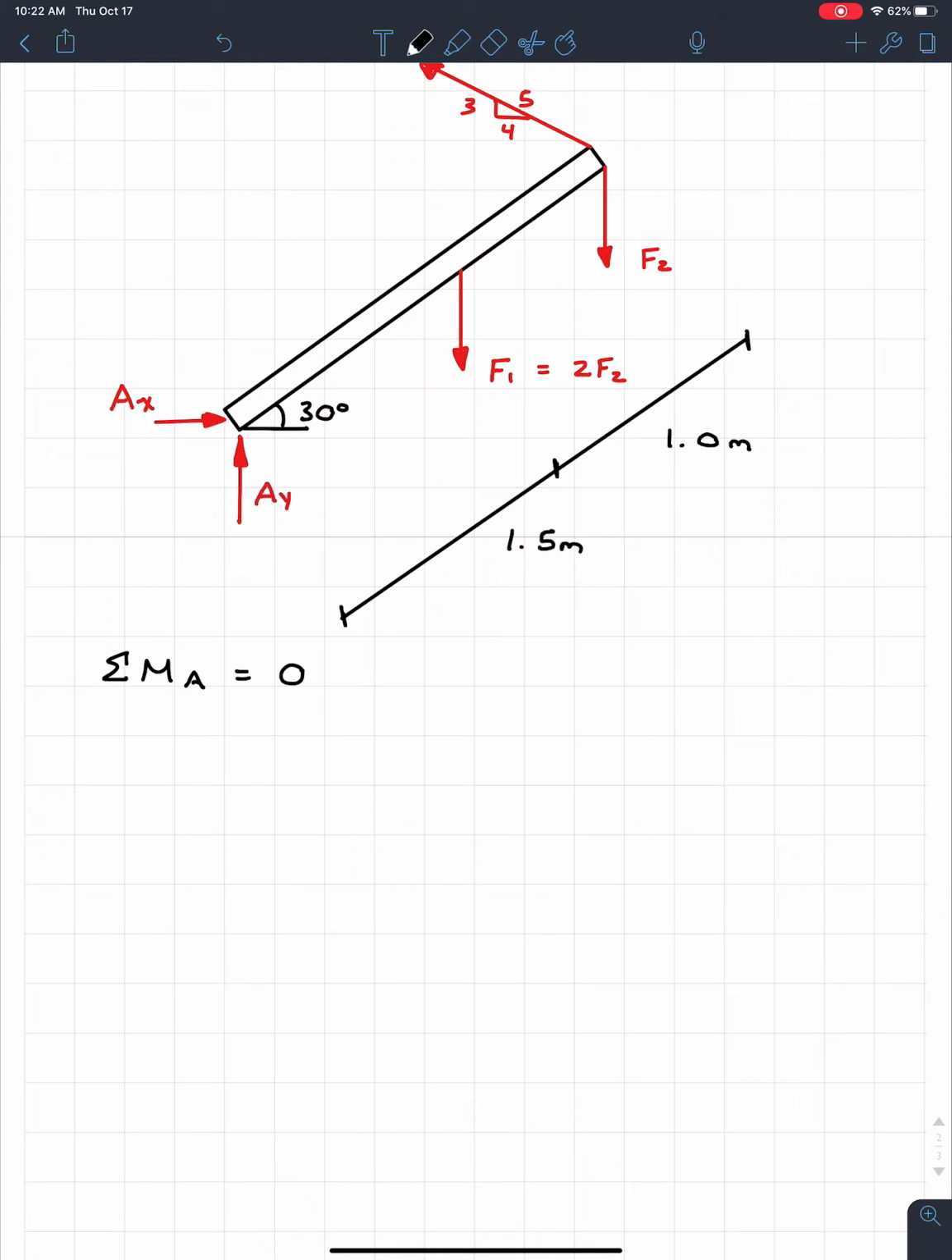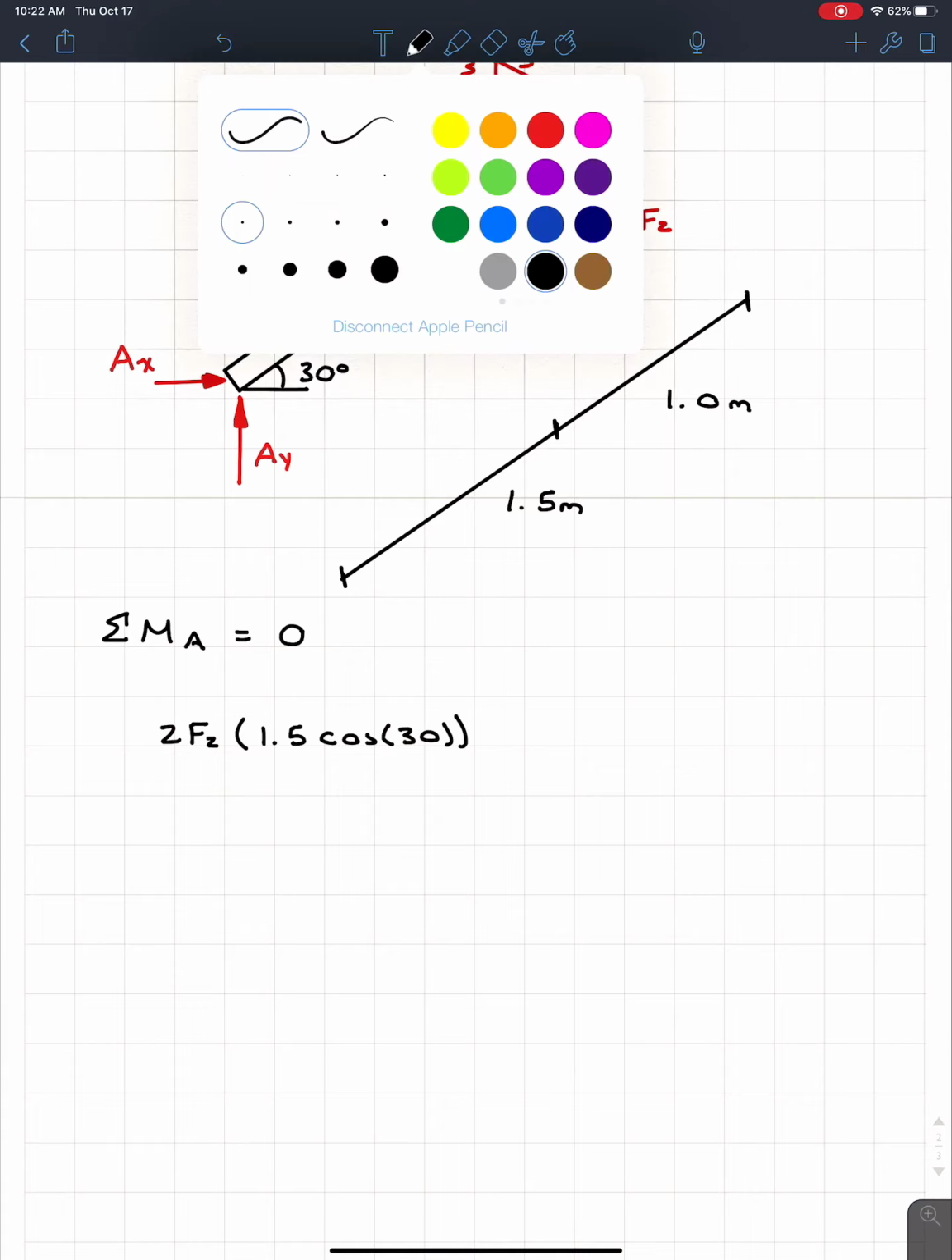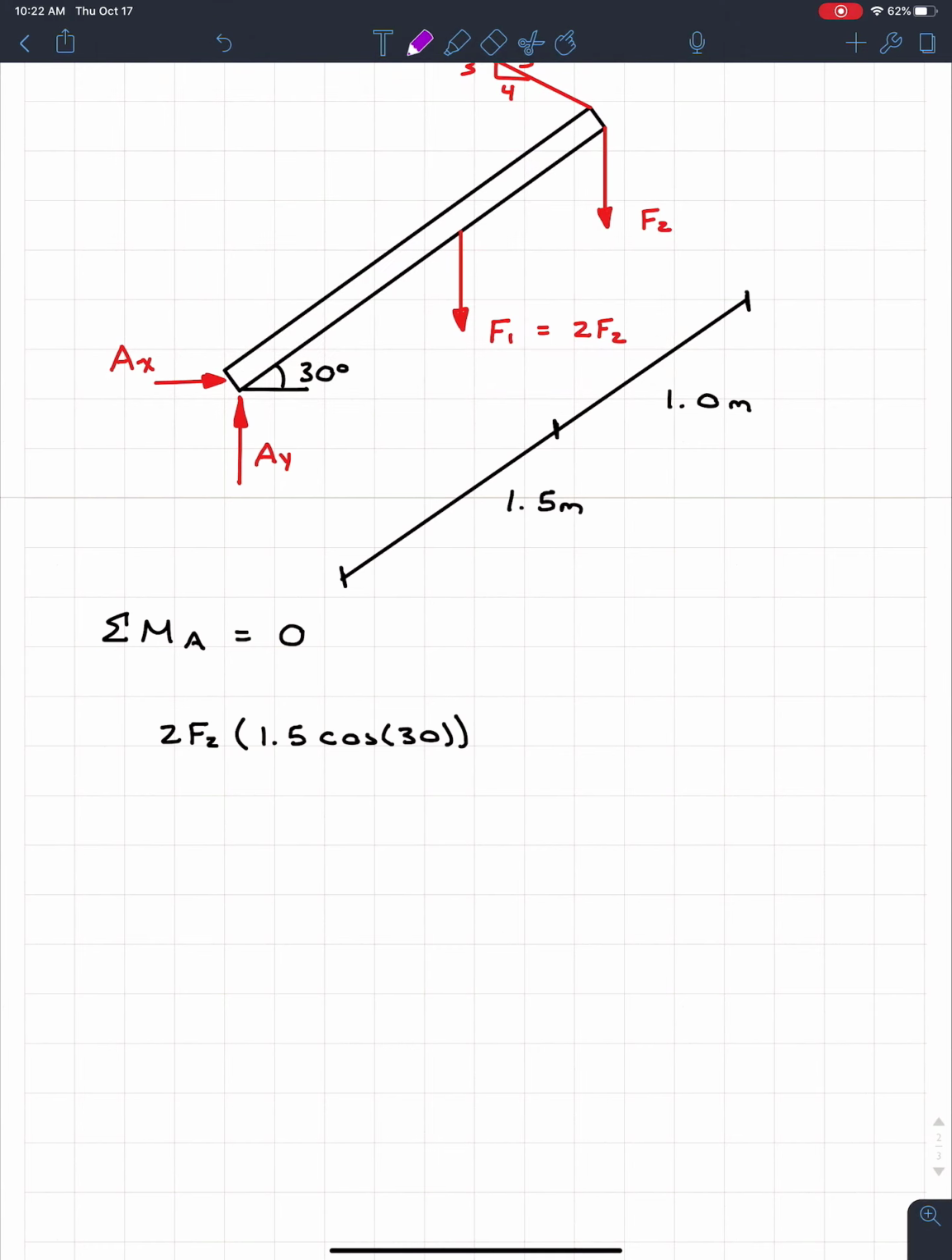So let's start off with F1. And instead of F1, I remember that's equal to 2 times F2. So we're going to go 2 times F2, and we're going to want the distance. But remember, we're going to want that horizontal distance. We're not going to want any angular distance. So it's going to be 1.5 times the cosine of 30. And that distance is actually, and I'll show it on here, the distance from here over to the force. So this is the one we want when we're taking the moment, right there.